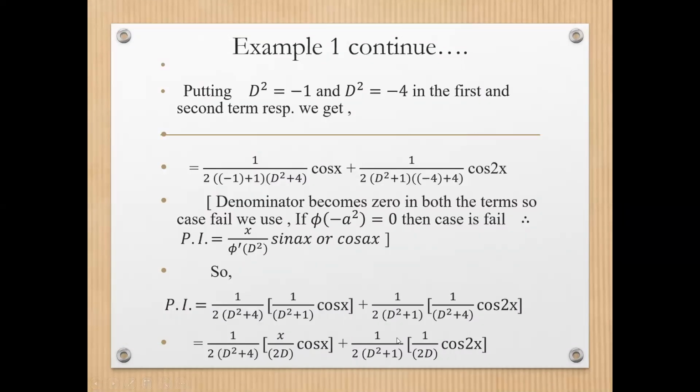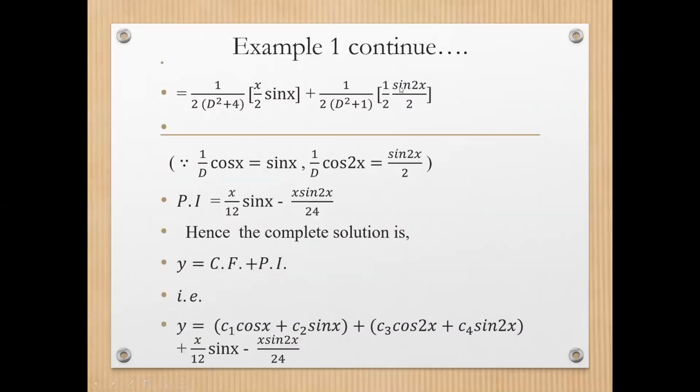Next, 1 upon 2 D square plus 1, as it is, 1 upon 2 as it is. Here x by 2 again. Here is x by 2, 1 upon D into cos 2x, nothing but integration of cos 2x. What? Sin 2x upon 2. Here I have written 1 upon 2 into sin 2x.